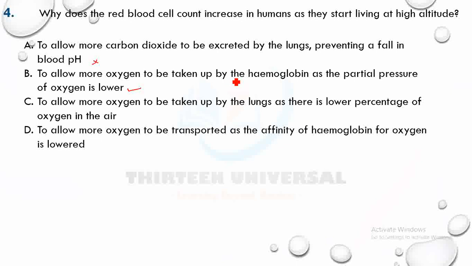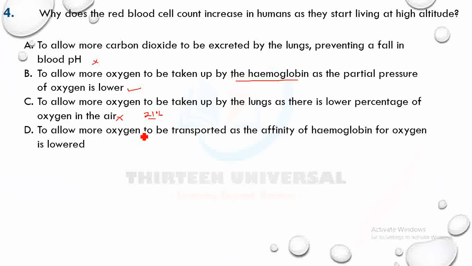An enzyme called EPO, erythropoietin, will be released that causes an increase in the production of red blood cells, so you can have more hemoglobin that can transport oxygen. Okay. C says to allow more oxygen to be taken up by lungs as there is low percentage of oxygen in the air. No, this is wrong, because if you take any sample of air and check it, the percentage of oxygen in air still remains the same, 21%. The only thing that changes is the partial pressure, because the higher you go, the thinner the air. So that's why this is wrong.